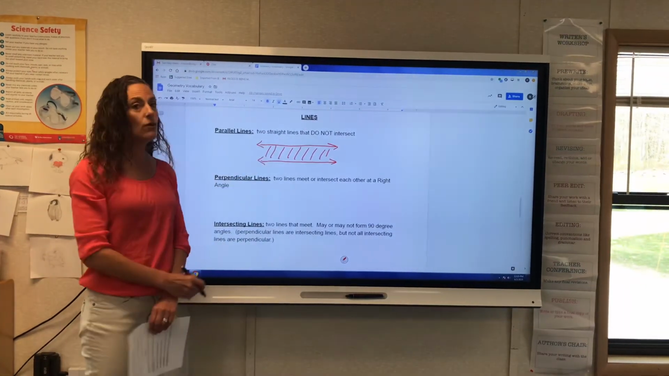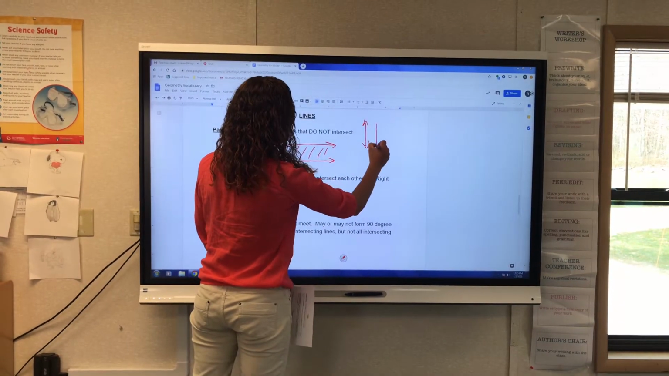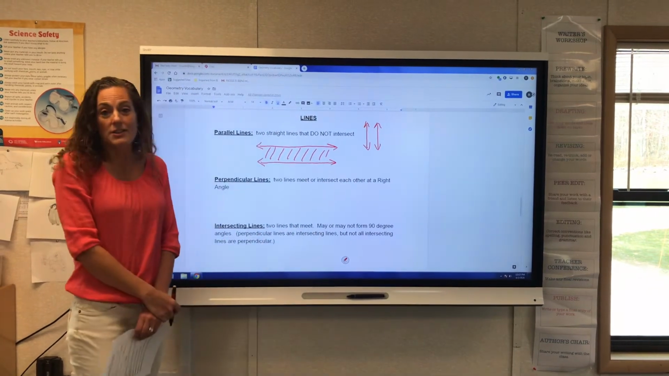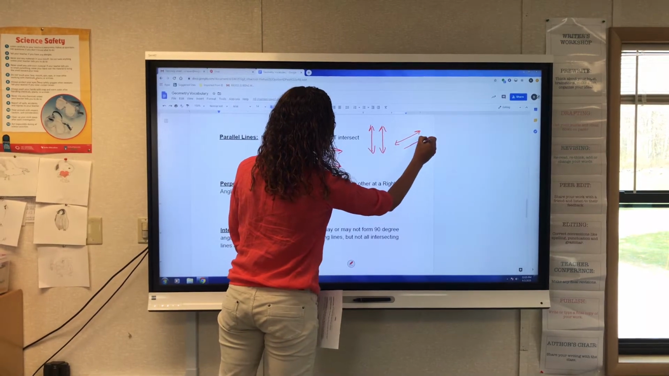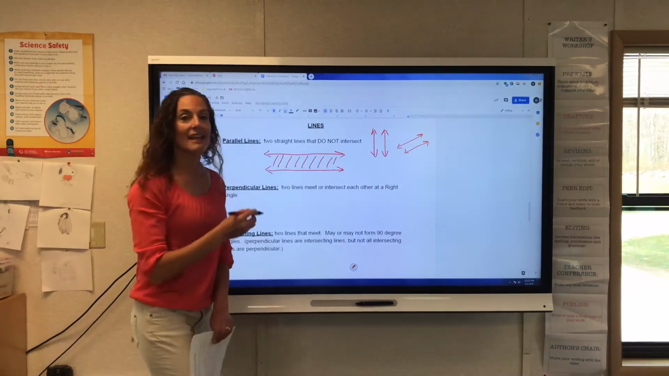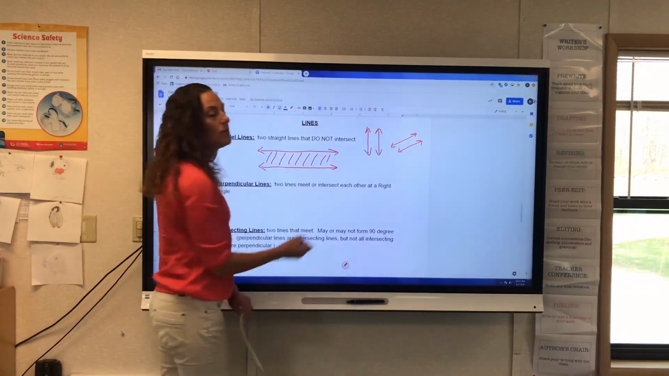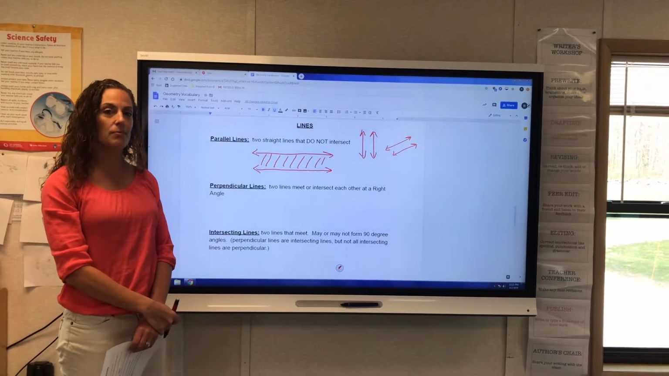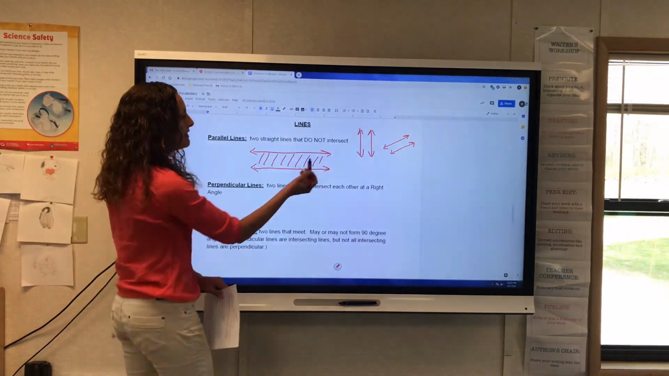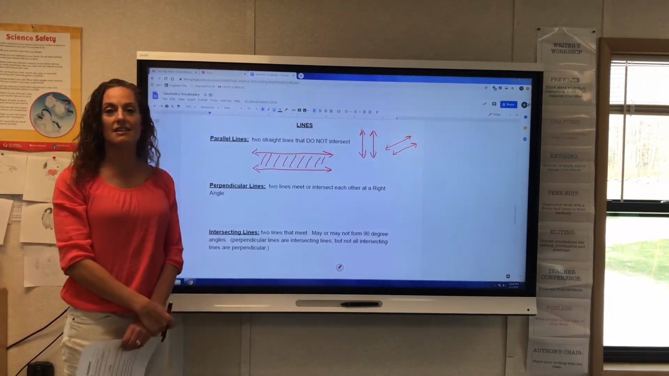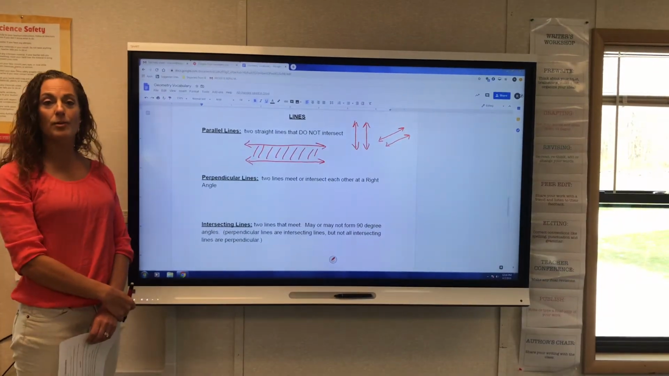They don't have to be horizontal lines. You could have parallel lines that are vertical. You could also have parallel lines that are diagonal. In each of these 3 examples, the distance between them remains the same, so they will never meet. So it doesn't matter how it looks on the page, it just matters that that space stays consistent and they will never intersect. Okay? The next kind of line we're going to talk about are perpendicular lines.